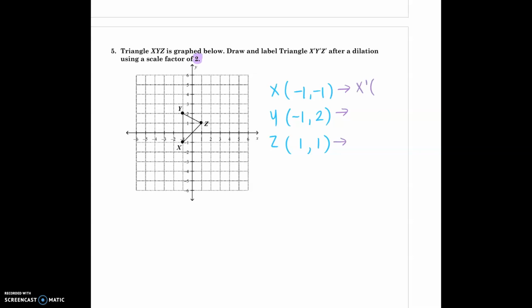So for X prime, we have (-2, -2). For Y prime, we have (-2, 4). And for Z prime, we have (2, 2). Now that we have the coordinates of our image, we can plot them. We have (-2, -2) for X prime, (-2, 4) for Y prime, and (2, 2) for Z prime. We can connect our points. And we can see because our scale factor was greater than 1, we do have an enlargement here. Our image is bigger than our pre-image.